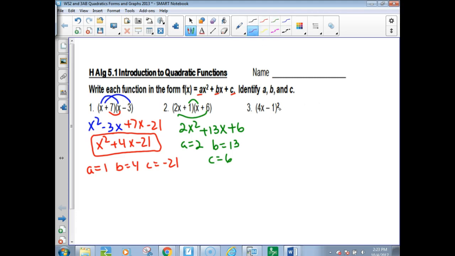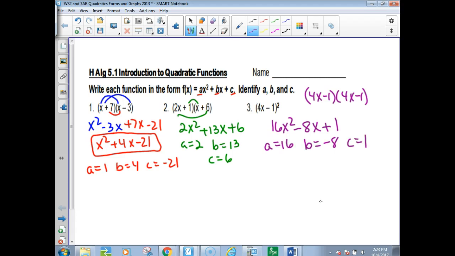I had tried to explain a way to FOIL this out quickly. What this means, though, is 4x minus 1 times 4x minus 1. So if you need to do it out like that, you can. Otherwise, I'm going to show you the shortcut again. Shortcut says take the first, you do the first times itself. 4x times 4x is 16x squared. 4x times negative 1 is negative 4x, and you double it. So that's negative 8x. And negative 1 times negative 1 is plus 1. So here the A value is 16, the B value is negative 8, and the C value is 1. Okay, now I could have done it the long way, and then combine the like terms, okay?